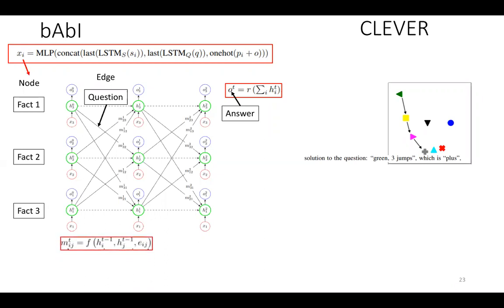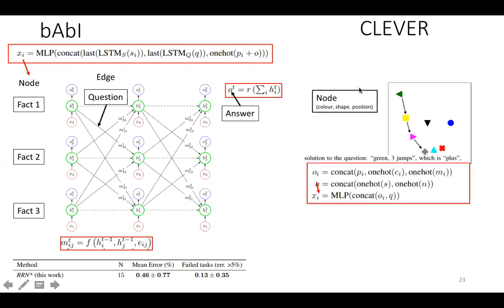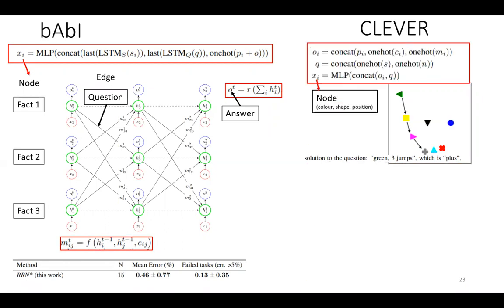The idea is similar. You still use message passing to update the hidden state of each node, and it can achieve very good results on the bAbI tasks. Similar performance can be found for the CLEVR datasets. For the CLEVR datasets, you are given a picture like this, and you try to reason about the position, the location, the color, something like if the green one jumps 3 steps, then which is plus.